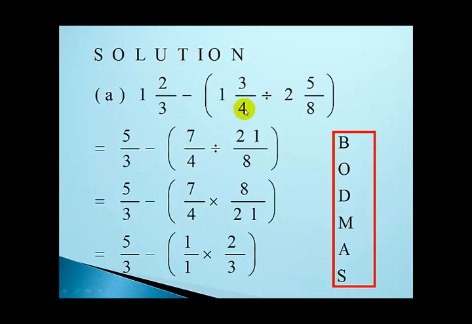So 4 times 1 is 4. 4 plus 3 is 7. So we have 7 over 4. Divided by 8 times 2 is 16. And 16 plus 5 is 21. So we have 21 over 8.